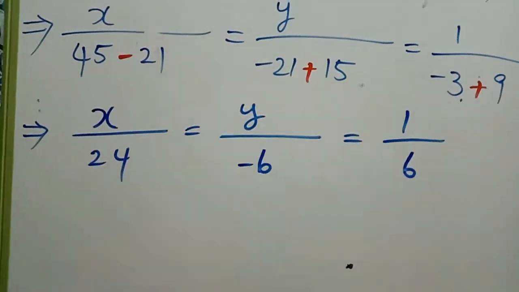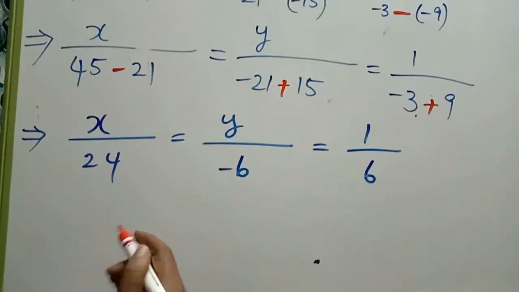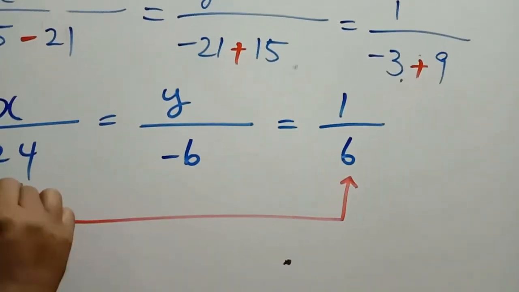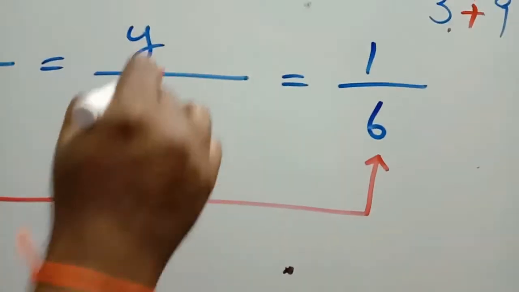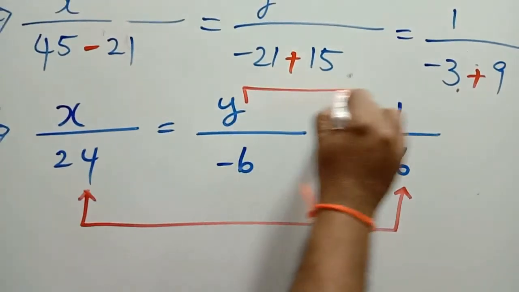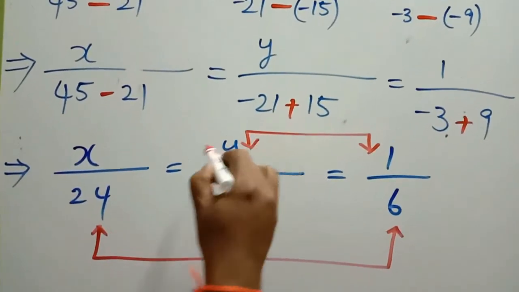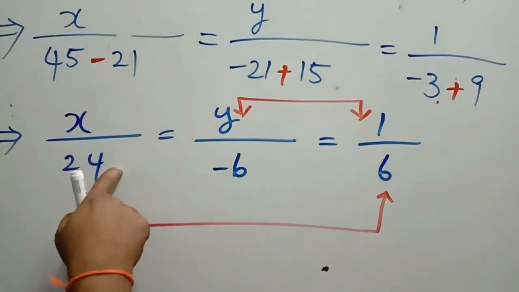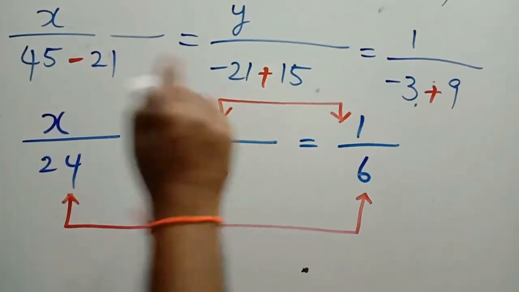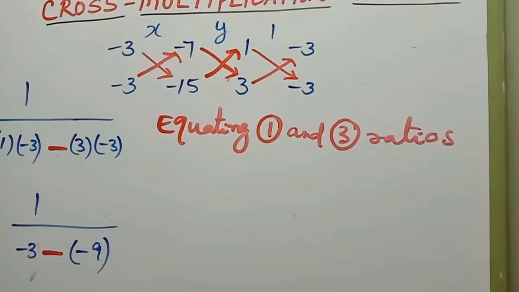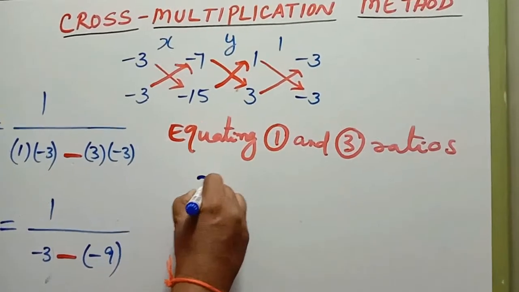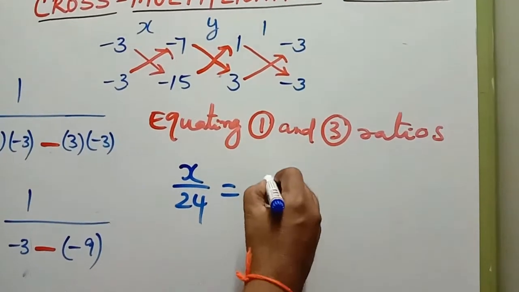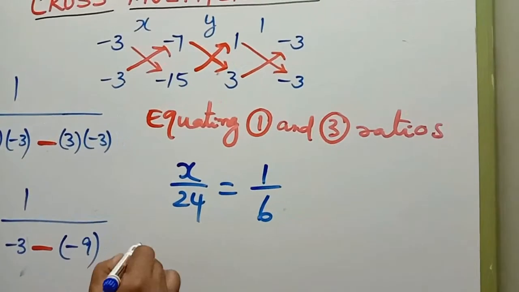Now equating first and third, and second and third. If you equate first and third, you'll get the x value. If you equate second and third, you'll get the y value. Equating first and third ratios. What is the first ratio? X by 24. What is the third ratio? 1 by 6.